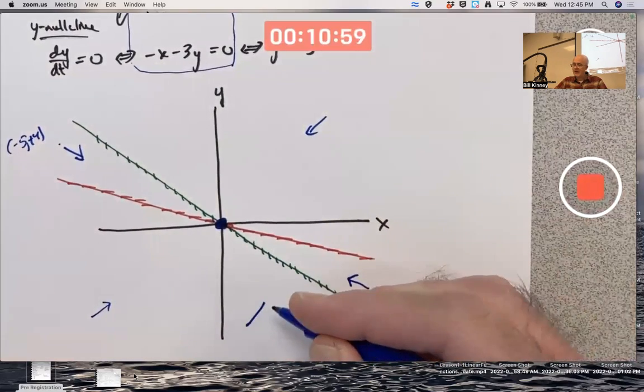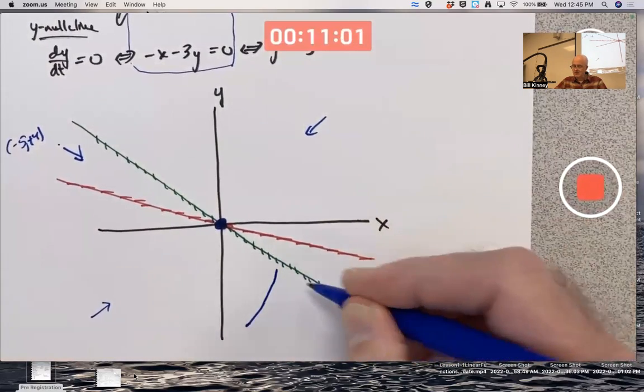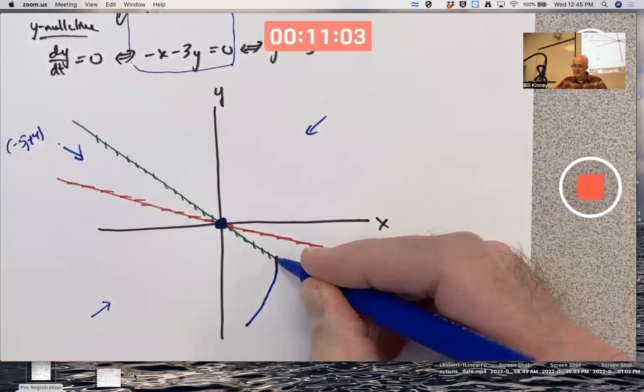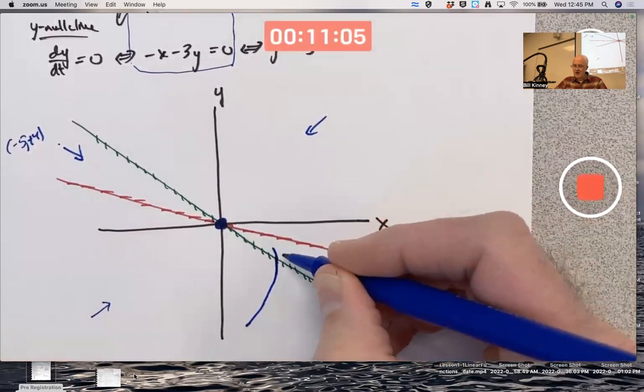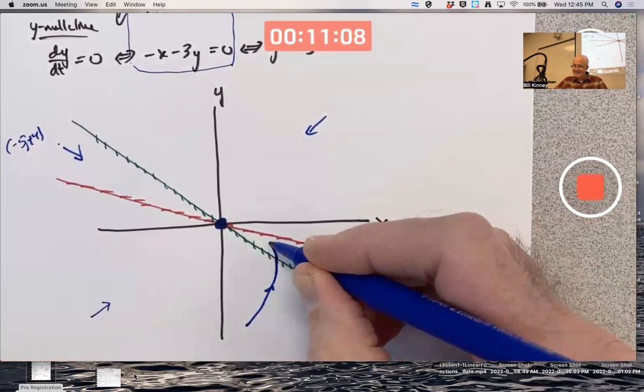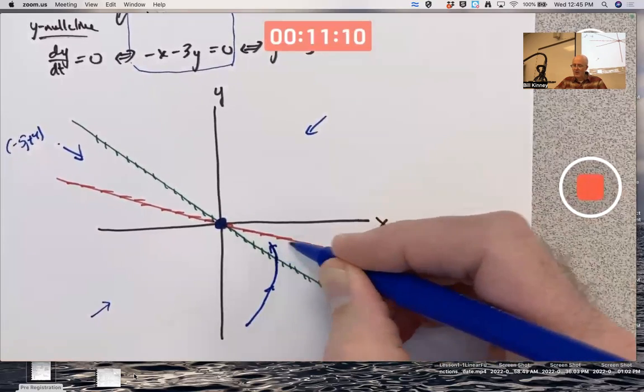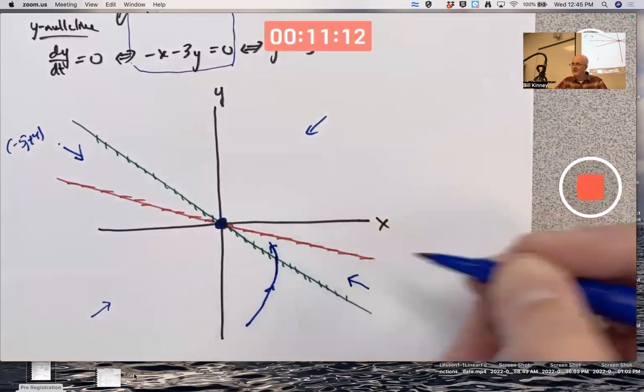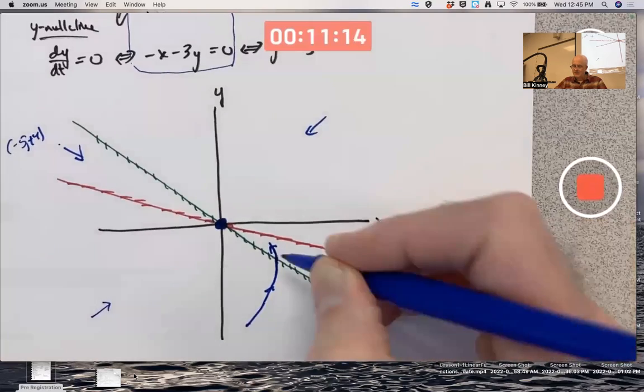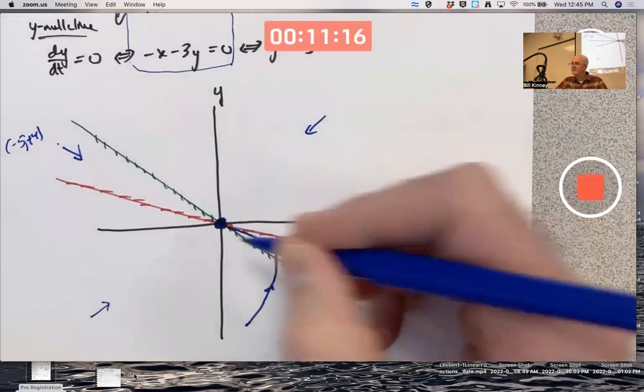So it's got to head up this way. It's going to cross this x nullcline with a vertical tangent. Will it cross the y nullcline? No, because it's now going to the northwest. There's no way it's going to cross that red line with a horizontal tangent. So it's forced now to head toward the origin.